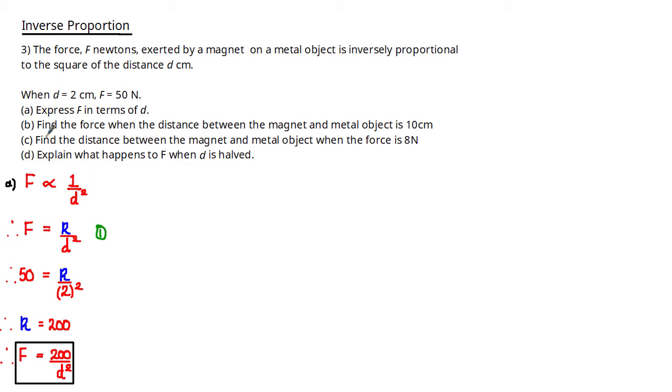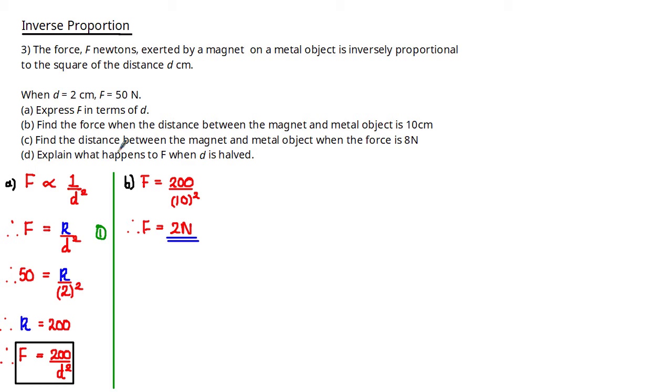Okay. The next part asks us to find the force when the distance between the magnet and the metal object is 10 centimeters. So although this question seems a bit wordy, all it's asking for is us to find the value of F when d is equal to 10. So subbing d is equal to 10 into the formula for F in terms of d, we get that F is equal to 200 divided by 10 squared. 10 squared is 100, and 200 divided by 100 is equal to 2, and therefore F is equal to 2 newtons.